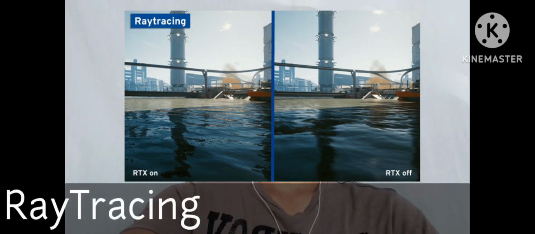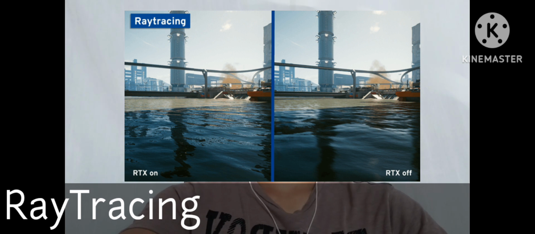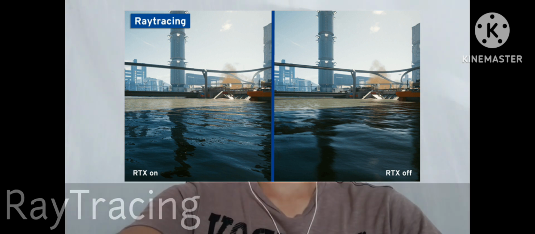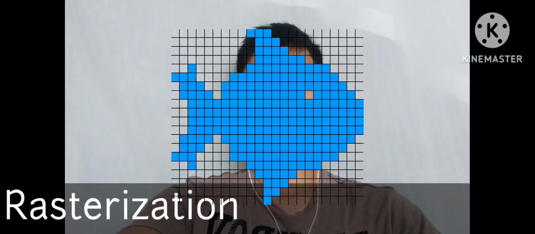Some common rendering techniques include number 1, ray tracing, a technique that simulates the path of light rays as they interact with objects in a scene, allowing for highly realistic lighting and reflections. Number 2, rasterization. This is the standard technique used in real-time graphics. It converts 3D models into 2D images by projecting vertices onto a 2D plane and filling in pixels.